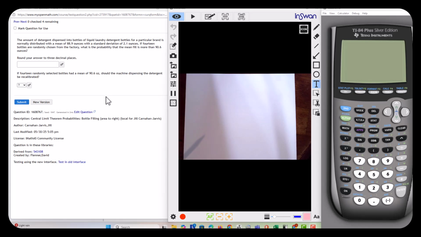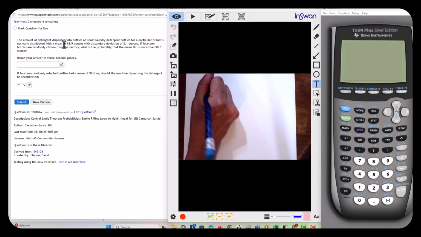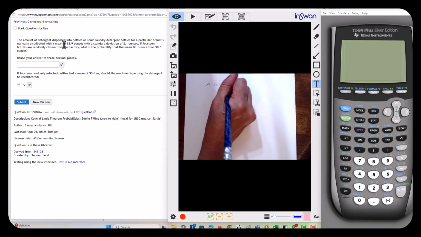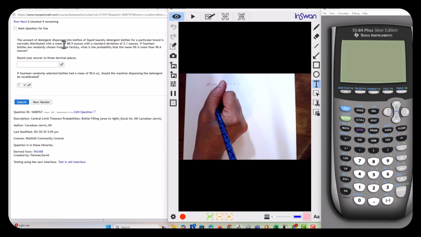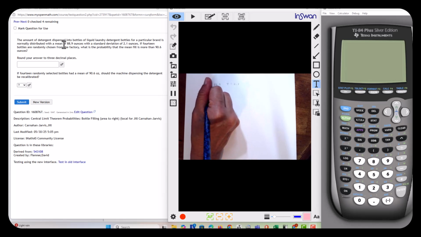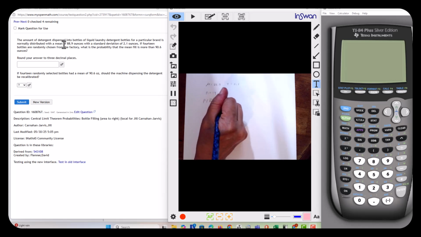Okay, we're given that the amount of detergent dispensed into bottles of liquid laundry detergent for a particular brand is normally distributed with a mean mu equal to 88.9 and a standard deviation of 2.1. If 14 bottles are randomly chosen, so n equals 14, what's the probability that the mean, x bar, fill is greater than 90.6?